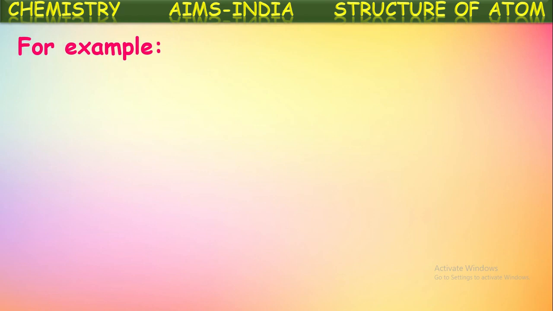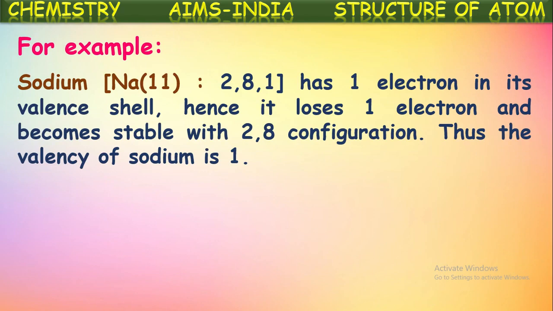For example, if we take sodium, just now we have seen its atomic number is 11 and its configuration is 2, 8, 1. It has only one electron in its valence shell. Hence this element, sodium, will try to lose this one electron and become stable with the configuration 2, 8. See, in the outermost shell it has one electron. If it is lost, then what happens? Its configuration is 2, 8.